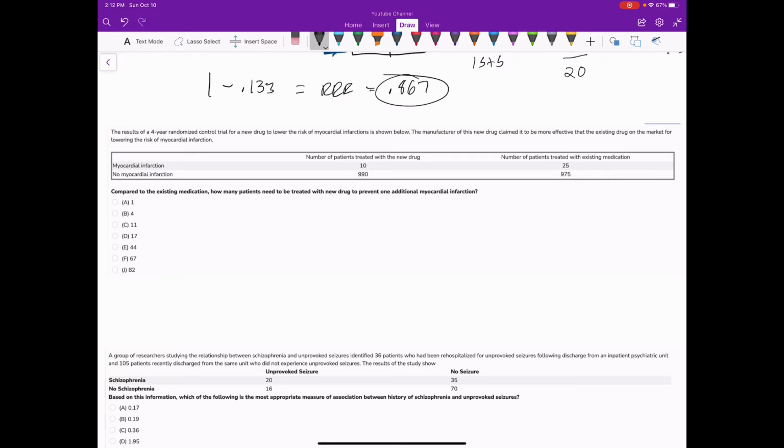The results of a 4-year randomized controlled trial for a new drug to lower the risk of myocardial infarctions is shown below. Okay, so we know it's something to do with lowering the risk of heart problems. The manufacturer of the new drug claimed it to be more effective than the existing drug on the market for lowering the risk of myocardial infarction. Okay, interesting. So we were lucky enough they gave us a chart. Hold on, before we keep going. Compared to the existing medication, how many patients need to be treated with the new drug to prevent one additional myocardial infarction? So what type of study is this?